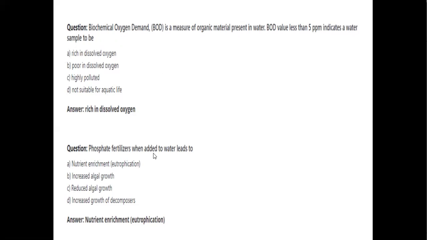Phosphate fertilizers, when added to water, lead to nutrient enrichment, increase algal growth, reduce algal growth, or increase growth of decomposers. It causes eutrophication or nutrient enrichment. Phosphate fertilizers when added to water lead to nutrient enrichment.